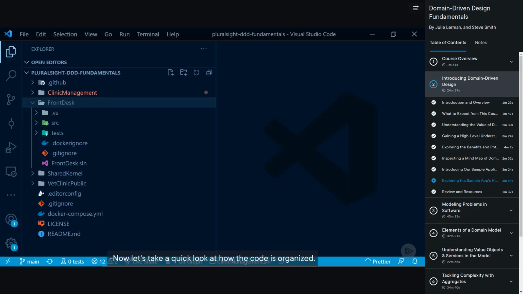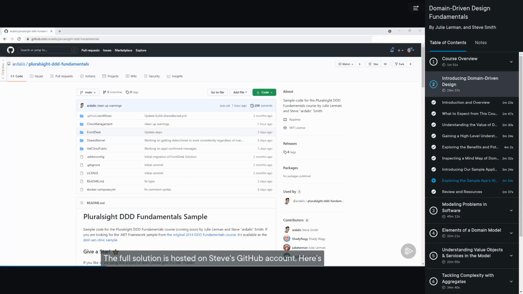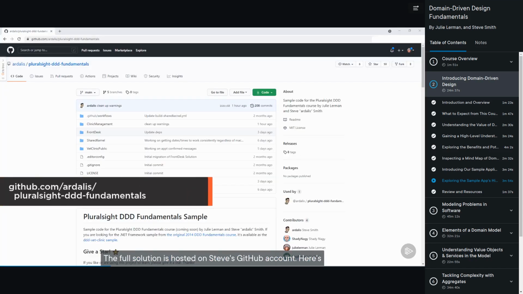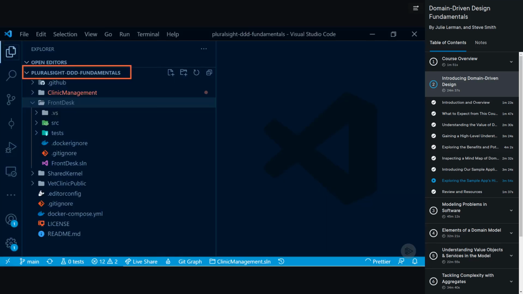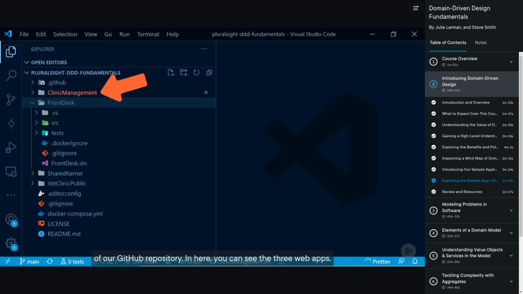Now let's take a quick look at how the code is organized. The full solution is hosted on Steve's GitHub account. Here's the URL, but we'll definitely also have that URL in the resources slides at the end of this module. Pluralsight DDD Fundamentals is the name of the root of our GitHub repository. In here, you can see the 3 web apps, Clinic Management, Front Desk, and the public-facing website, Vet Clinic Public. There's also a folder for shared kernel, which we'll talk about a little bit later.